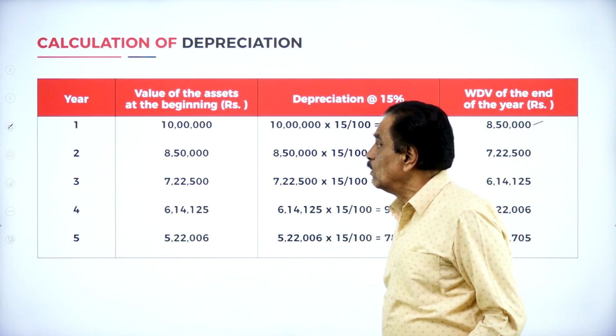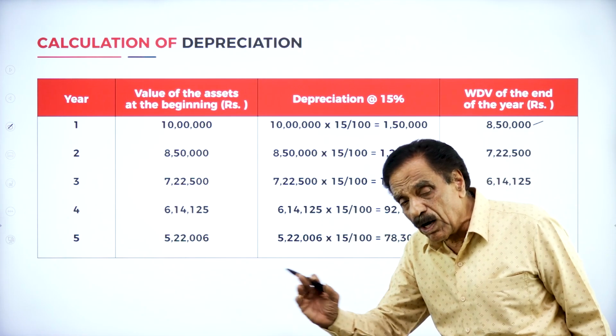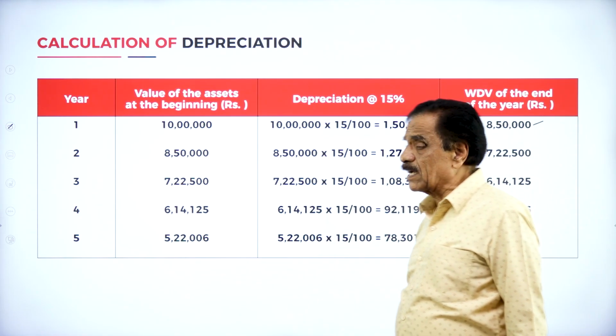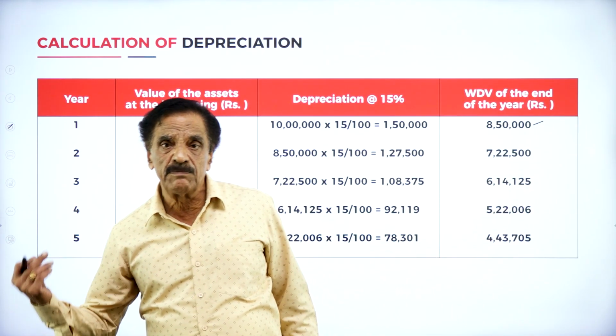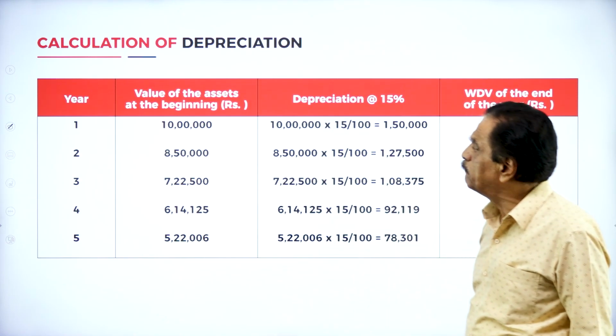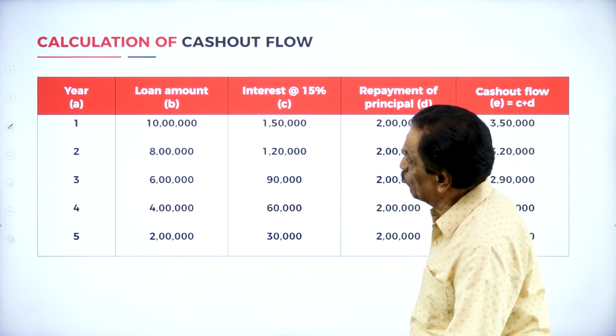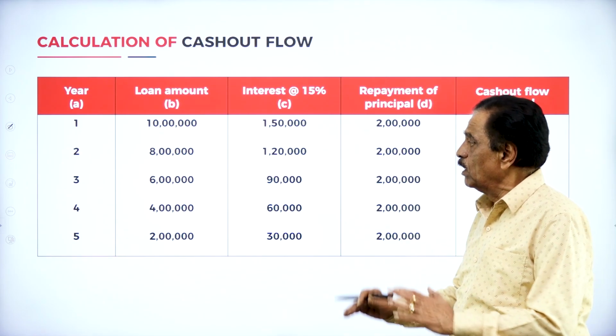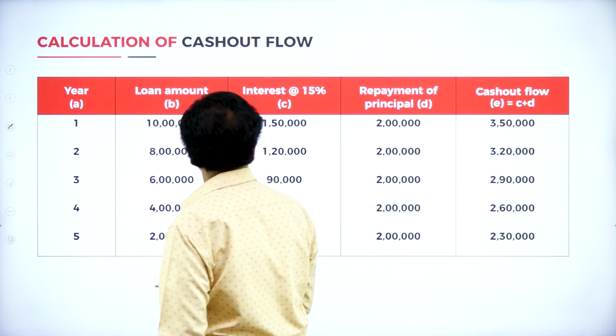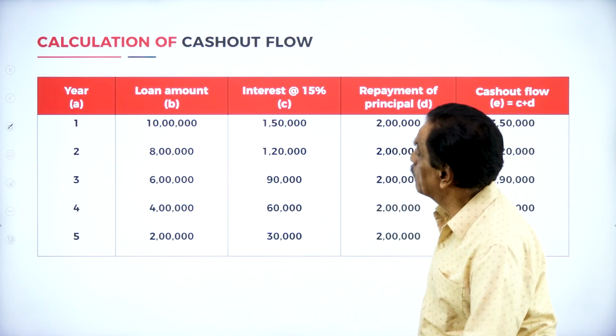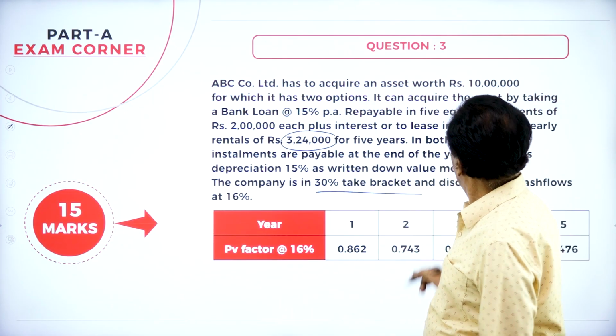At the end of the year, what is the first step to do? Either it will go on a fixed installment method or diminishing balance method. It will go on the diminishing balance method. Now after this, we'll go to the cash outflow calculation. What's the loan amount you have taken? 10 lakh.